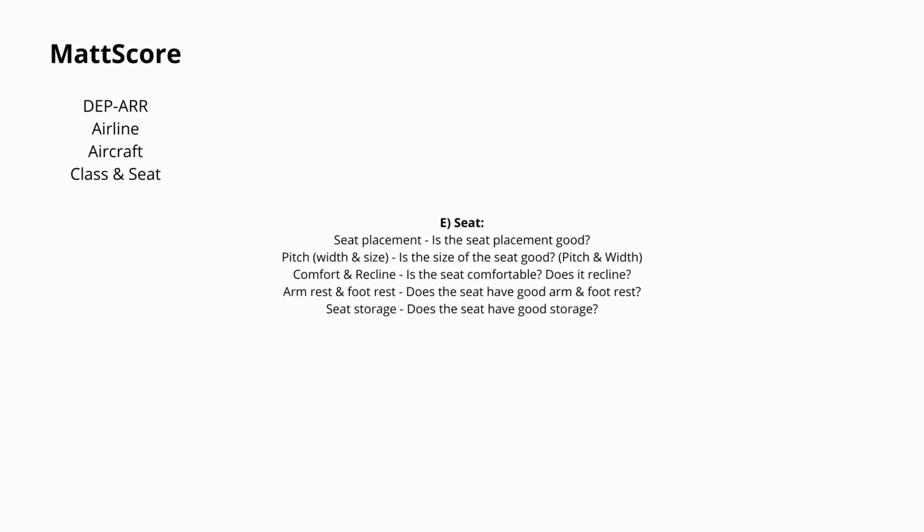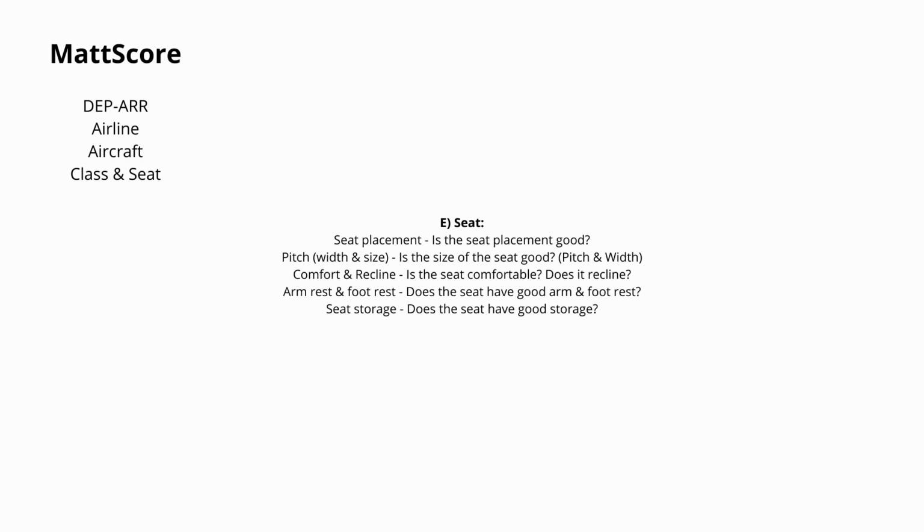When it comes to the seat, we look at first at the general placement. If the outside is covered by the wing, or it is very noisy, or in a too crowded area, it lowers the score. We then look at the size of the seat, that is pitch and width. Comfort and recline is pretty straightforward, as is armrest and footrest.